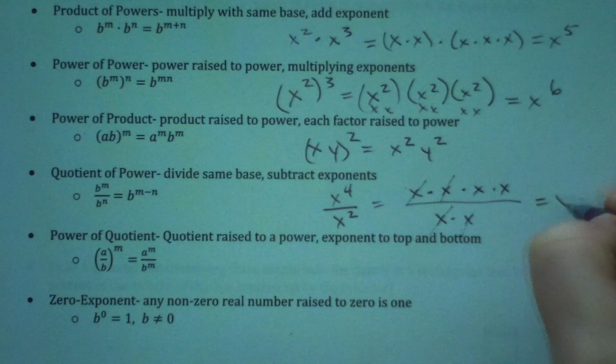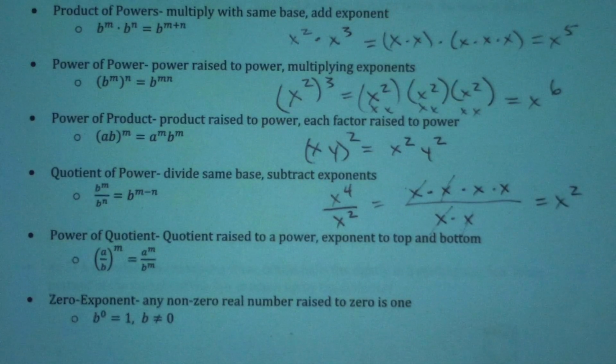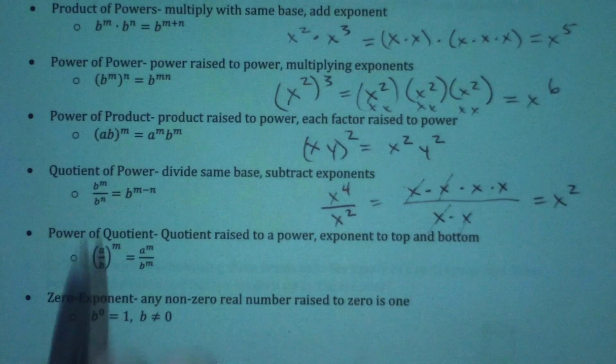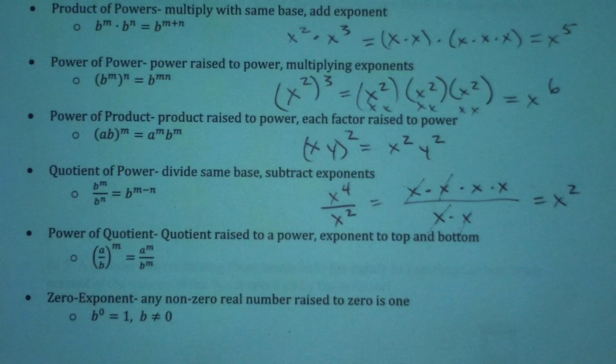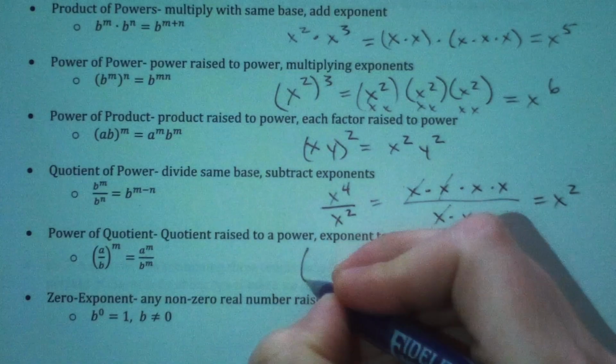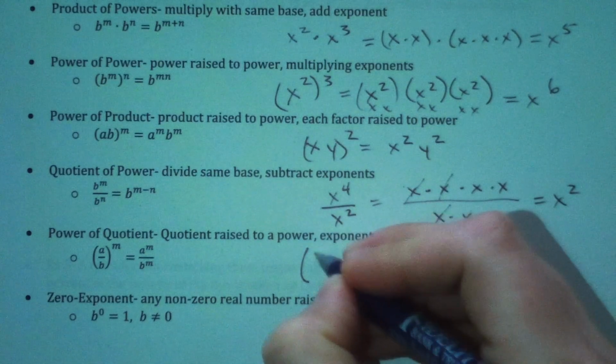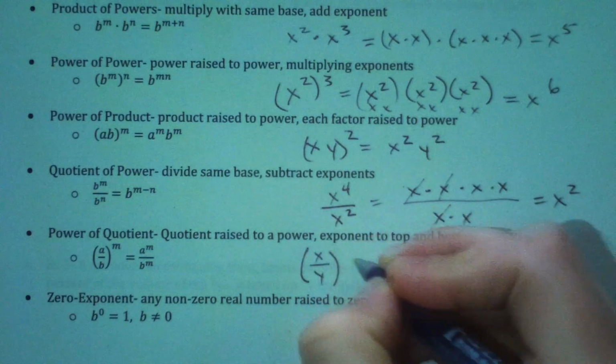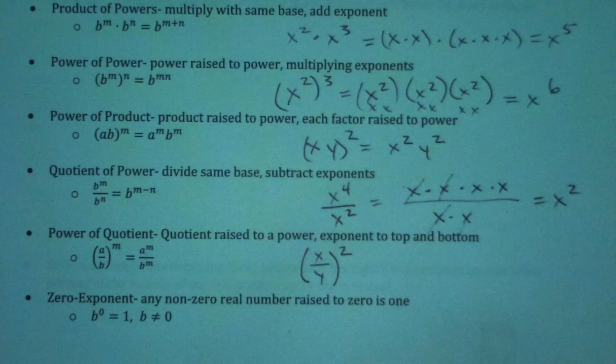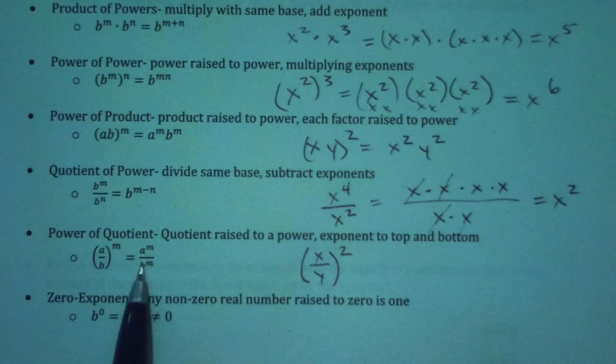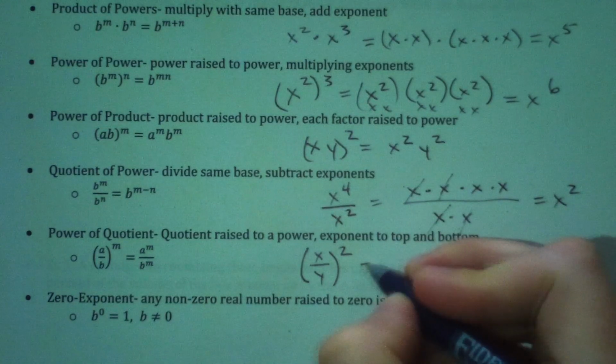Next one there is just saying, if you had some sort of fraction, say xy again, and it's to some power like squared, it's just saying you can take each individual thing and do it to a power. Sometimes that's helpful in solving stuff. So here, this would be the same as x squared over y squared. So just saying you can put the squared with each of those because it's in parentheses there.